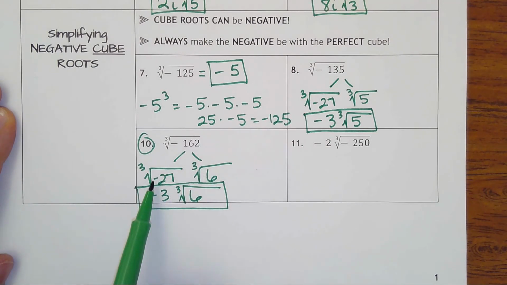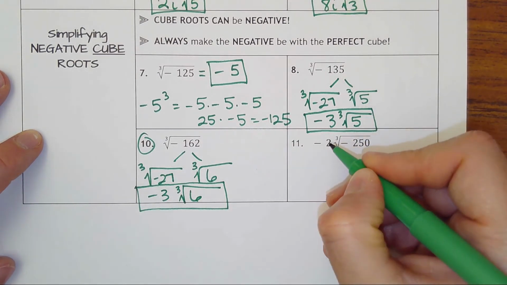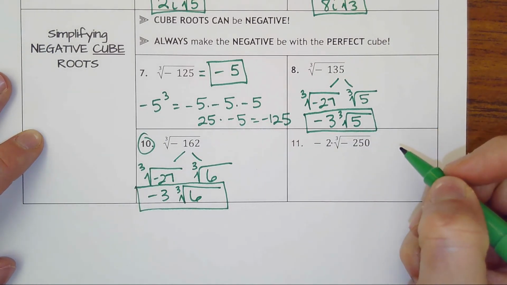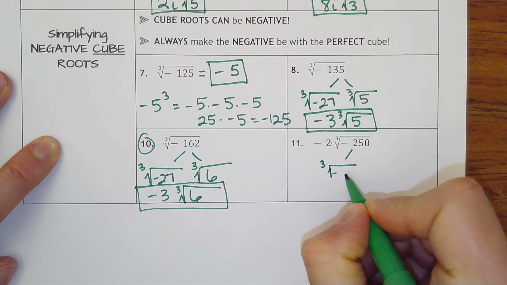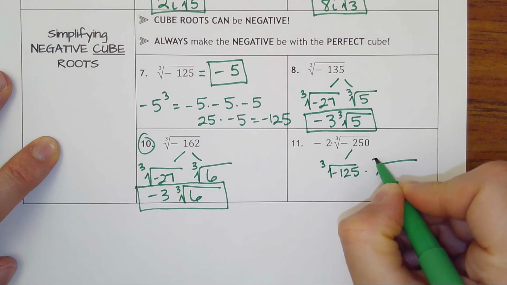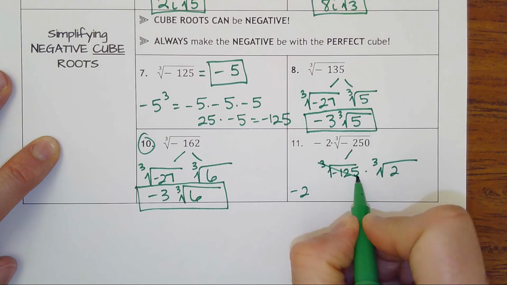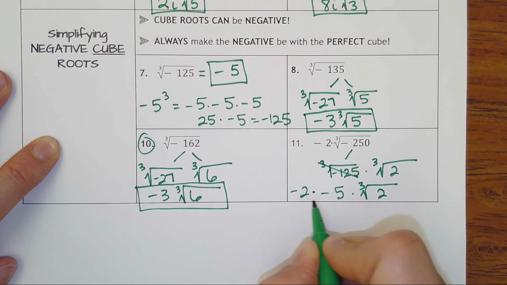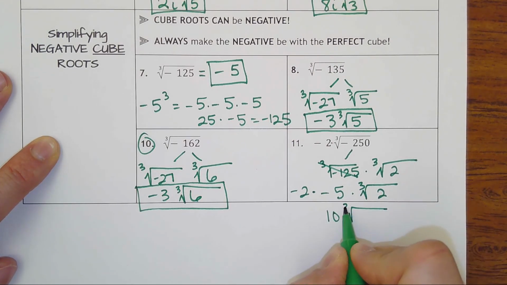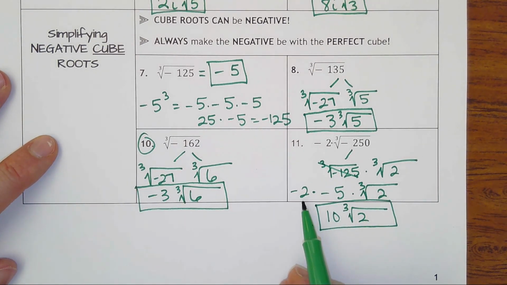Okay, you should have taken out a cube root of negative 27. That would become negative 3 on the outside, cube root of 6 left over. And the only thing that's different about 11 is having this negative 2 times whatever the cube root of negative 250 simplifies to make. And so I know there is a perfect cube of negative 125 times the cube root of 2. And the cube root of negative 125 is negative 5. And so this negative 2 times negative 5 is 10 cube root of 2. So it became positive on the outside because that times negative 2 was in front.